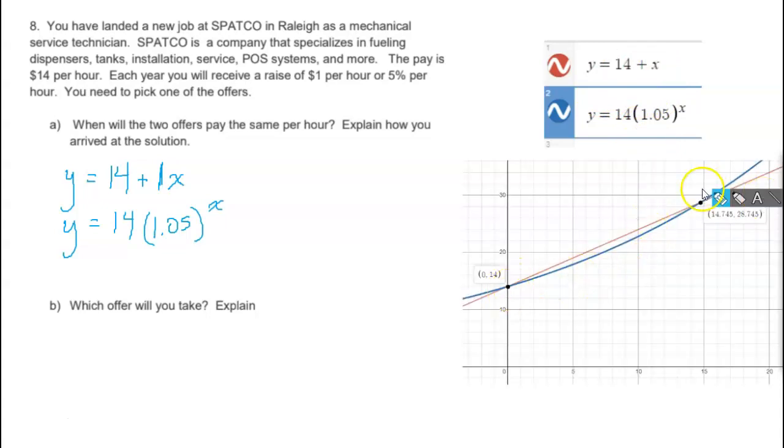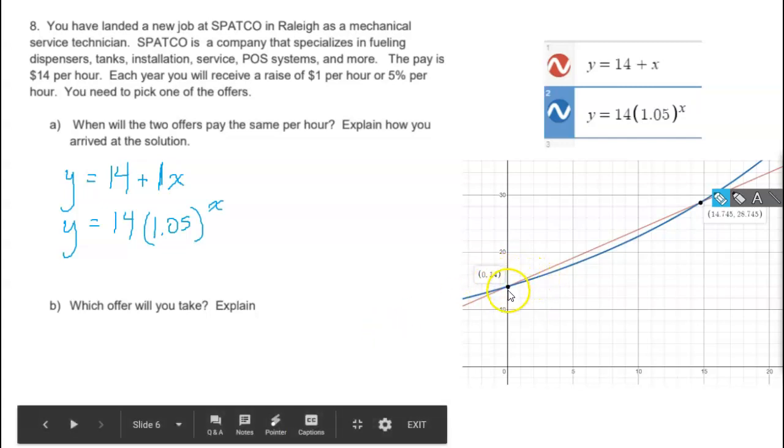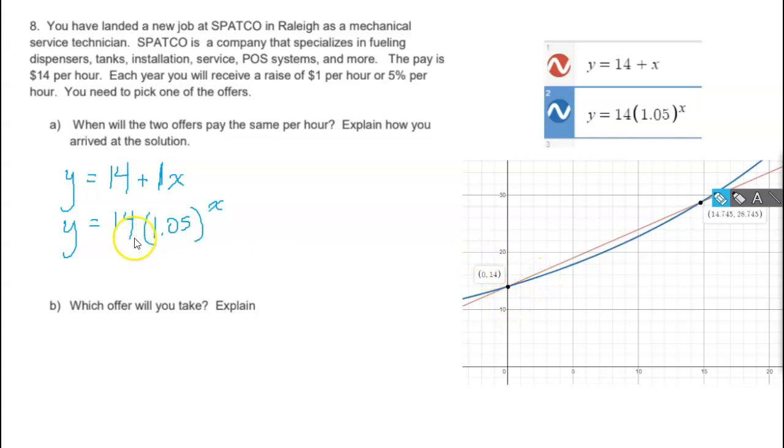And in fact, they intersect in two spaces. Now the first one makes sense. They both started at $14. So at time 0, when I first got hired, I was making $14 per hour, and that was true for both of them. So there's one point of intersection that totally makes sense. And then up here, it looks like after 14 years, almost 15 years, so after the 14th year, by the time you get to the 15th year, you made the same amount of money per hour.